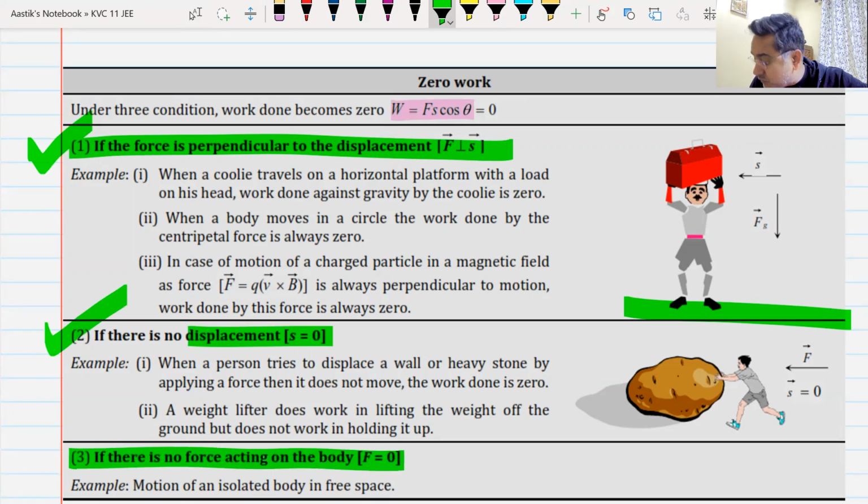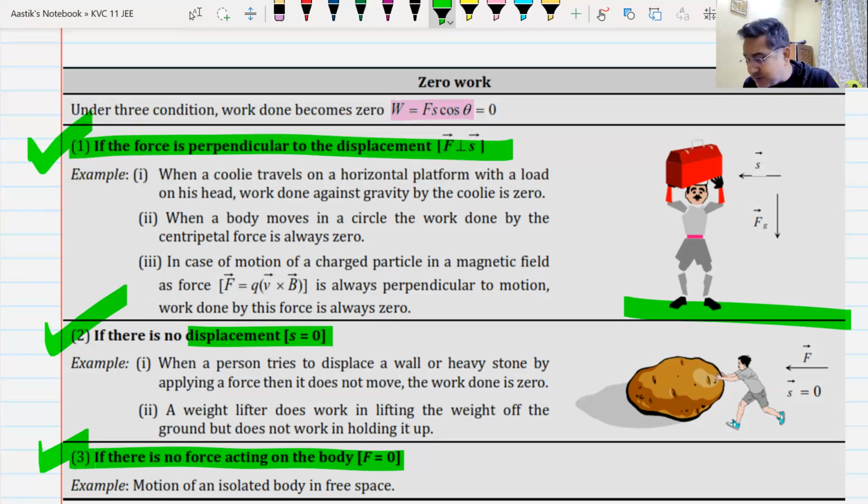Third case, if there is no force acting on the body, the work done would definitely be zero. If there is no force, there is no work done. That means if I'm talking and I'm not applying any force, I'm not doing any work, but God knows that I'm doing a lot of work teaching you guys. So three ways work done can be zero: angle 90, displacement 0, force 0.